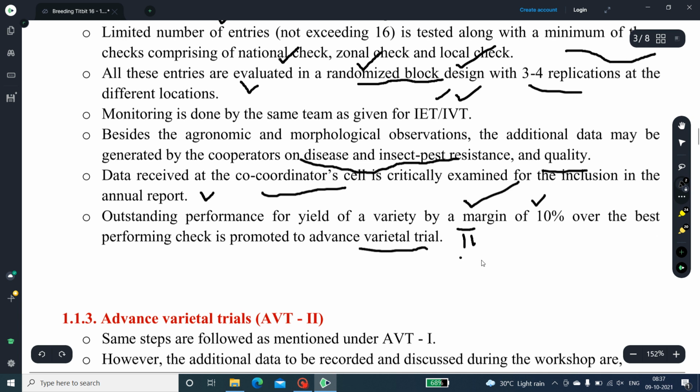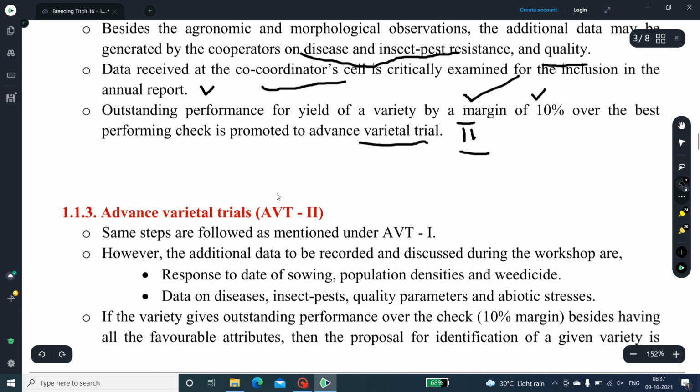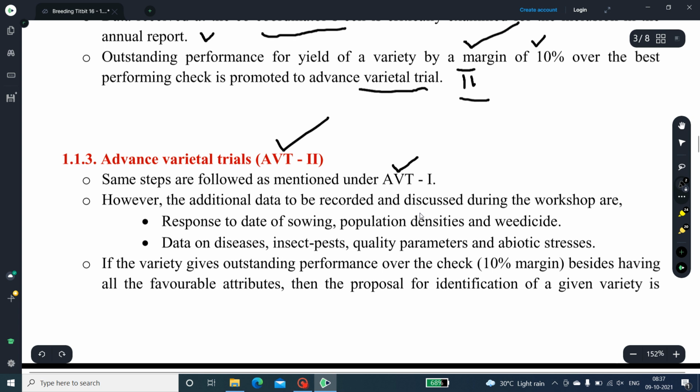And let us now see the advanced trial 2. Same steps are followed as mentioned in advanced varietal trial 1. However, the additional data to be recorded and discussed during the workshop. This is more important. The response on date of sowing, population densities, weedicides, data on disease, insect pest, quality parameters, and abiotic stresses will be recorded, and that will be discussed.